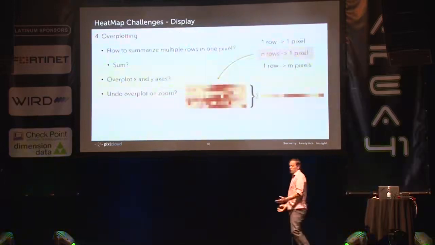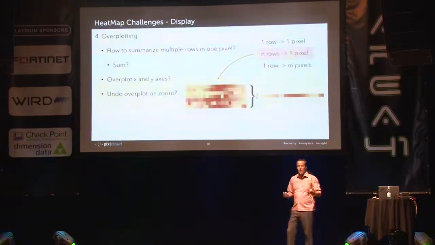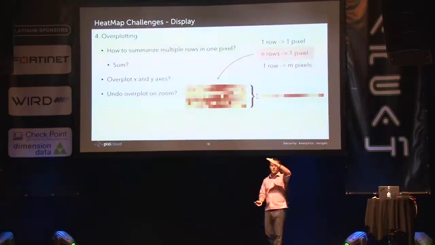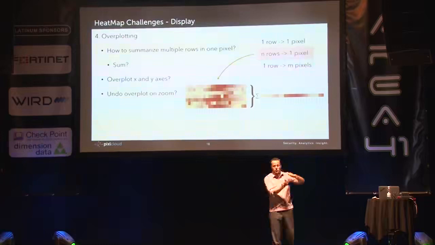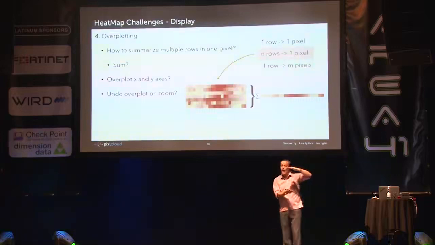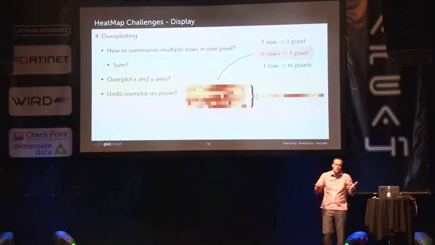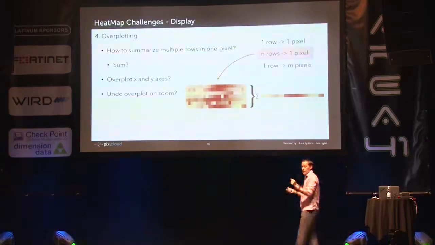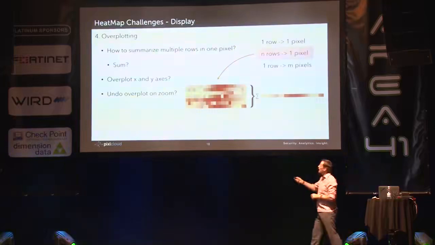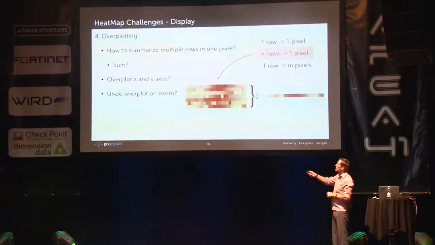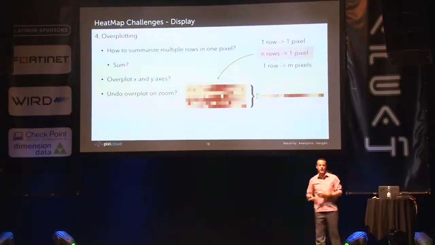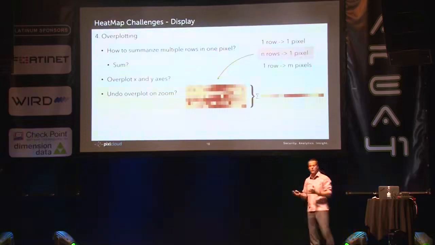The next challenge is overplotting. Think about you have 10,000 different users, but you only have a screen with 1,000 rows, or 1,000 pixels high. So now you have to map 10,000 into 1,000. You can do all kinds of things. You can just do a very simple sum. So basically, if you take 5 or 6 or 7 rows, you just map them onto one row, and you sum up all the values in here. That's one way, but that might not exactly show what you want to show.